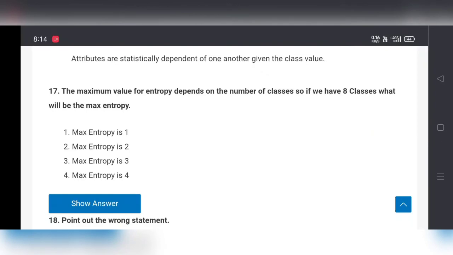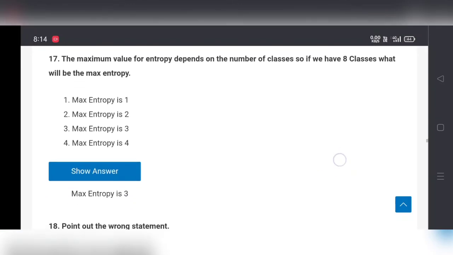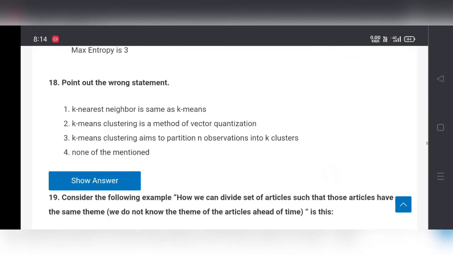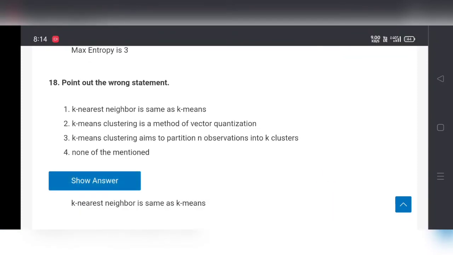Next, the maximum value of entropy depends on the number of classes. So if we have 8 classes, that will be max entropy. The answer is max entropy is 3. Okay. Next, point out the wrong statement. The wrong statement is: k nearest neighbor is named as k means. K nearest neighbor or k means, ये गलत है. ठीक है.